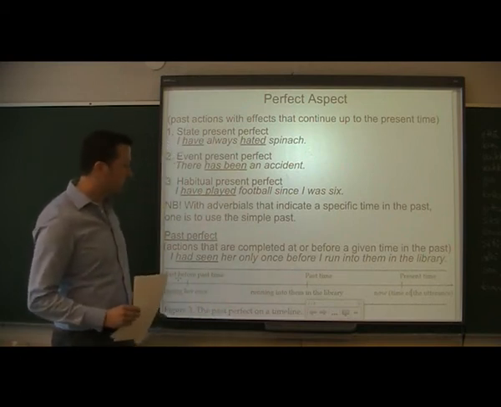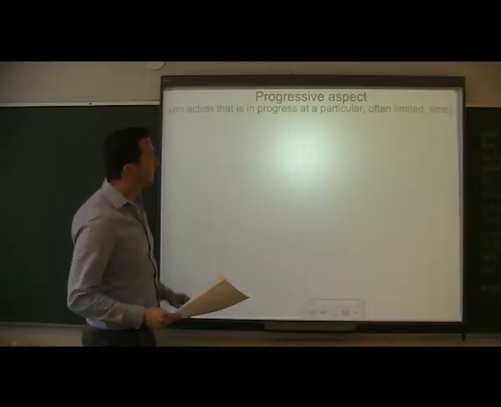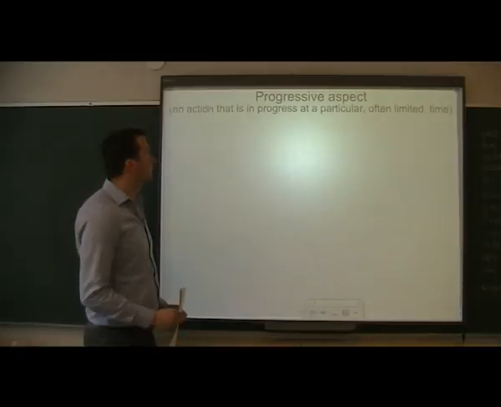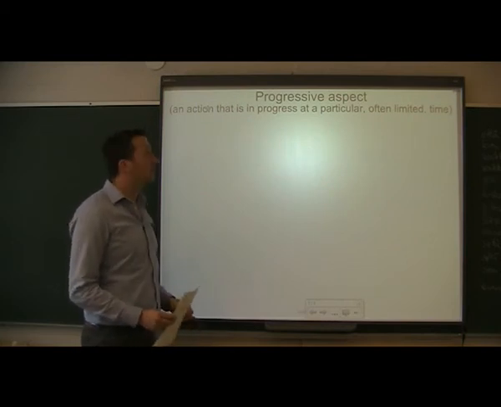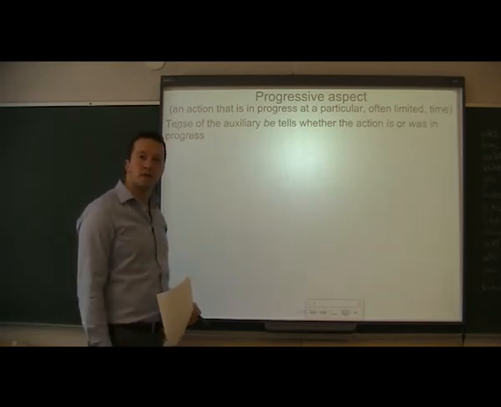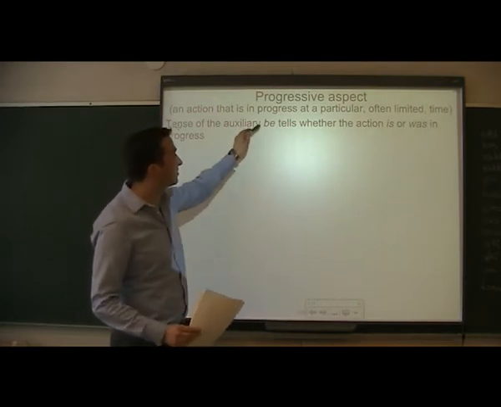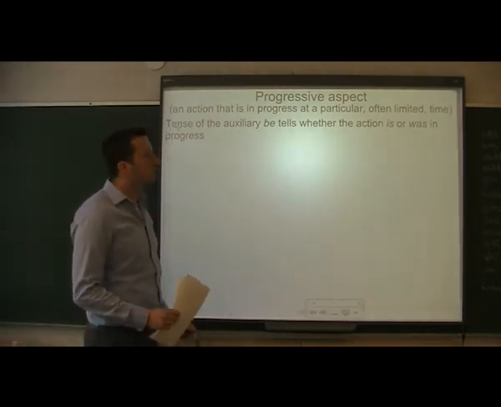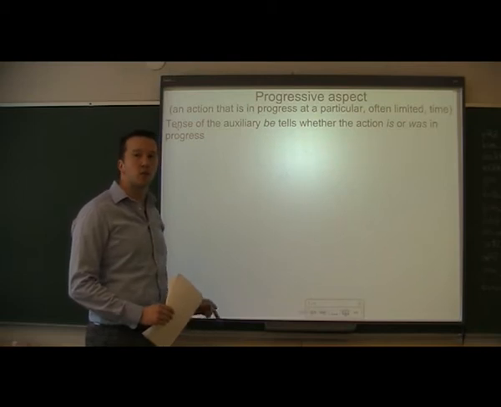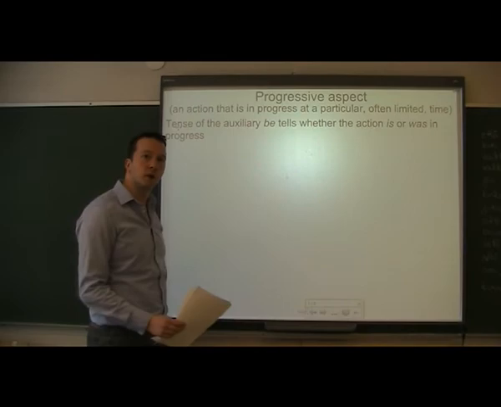Okay, let's move on to the progressive. And again, as mentioned before, it describes an action that is in progress at a particular, often limited time. We form that with the auxiliary be and the -ing participle of the main verb. And the tense of the auxiliary be tells us whether the action is or was in progress. It can also combine with other modals as well.